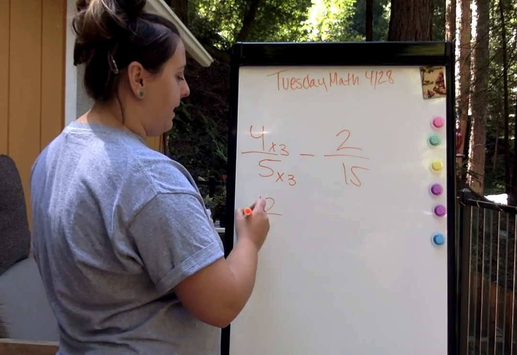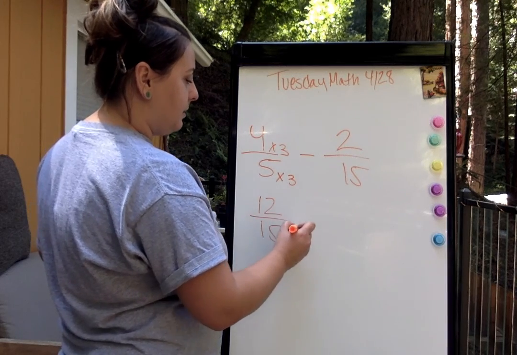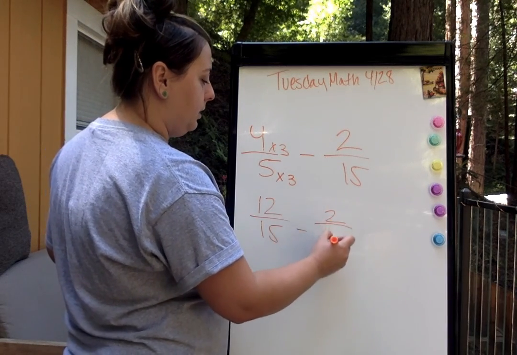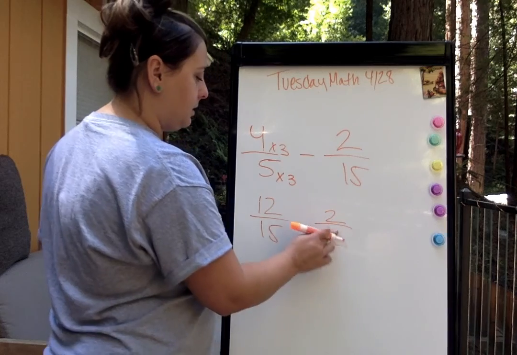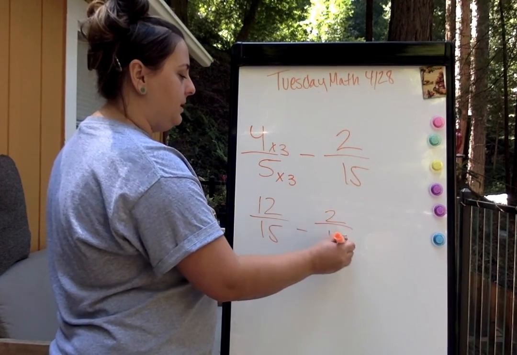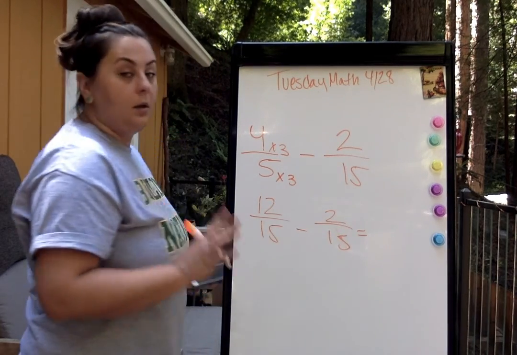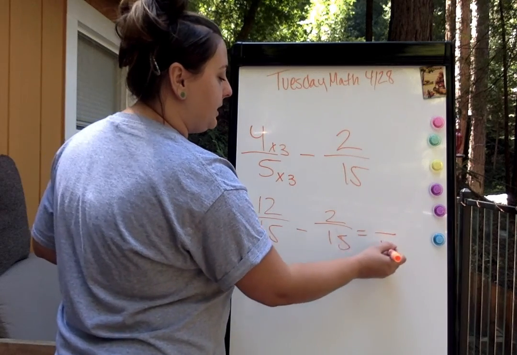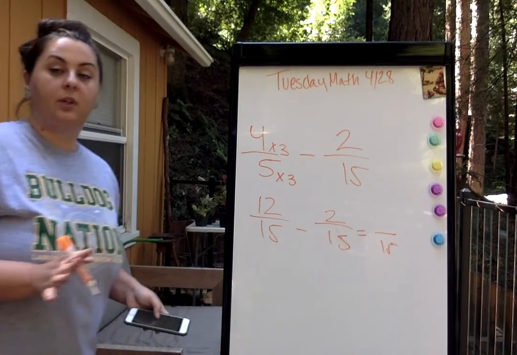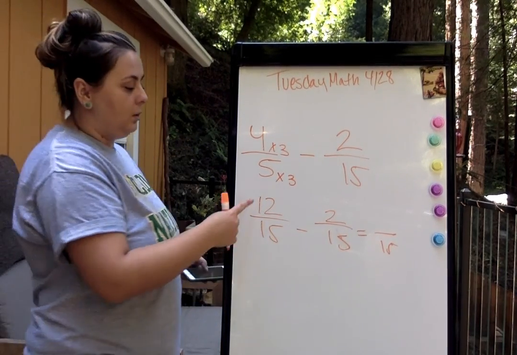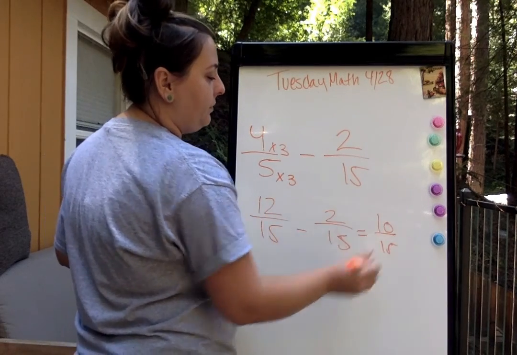So now we've got 12/15 minus 2/15. Oops, not 2/10. 2/15. Subtraction, you just carry your denominator over. You leave it alone. Keep it going. 12 minus 2 is 10.